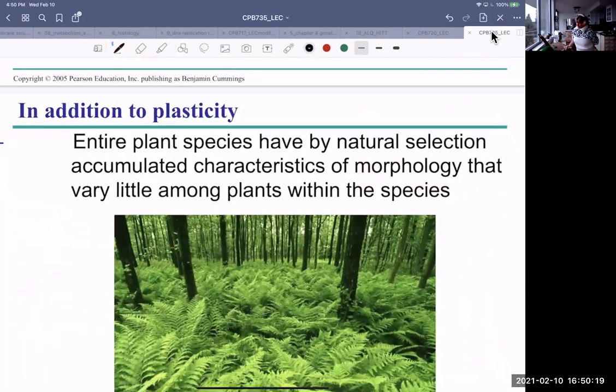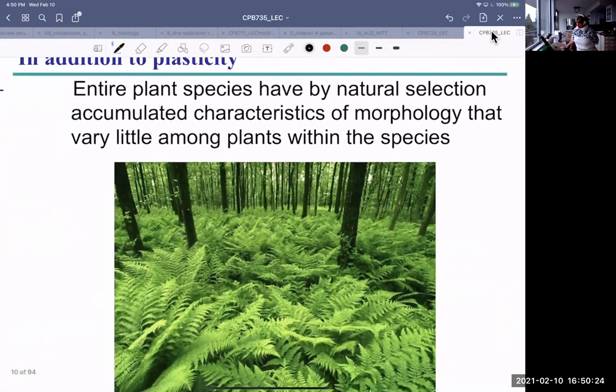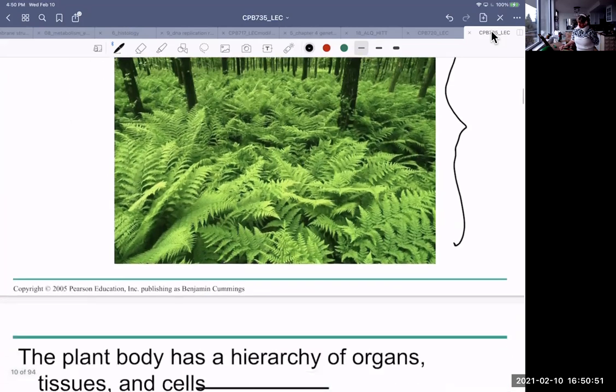But by natural selection, a lot of characteristics of morphology vary little among plants within the same species. So for example, this fern could be a lady fern or a bracken fern. I can't quite tell, but it's very uniform. Its adaptations are really perfect for the environment in which it finds itself. So all of the plants are very, very similar.